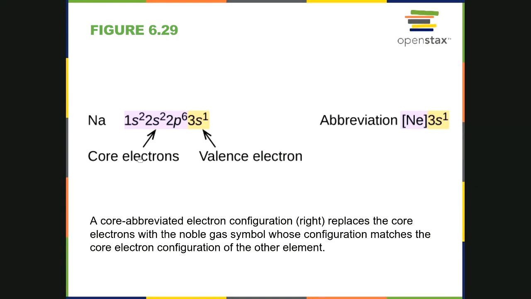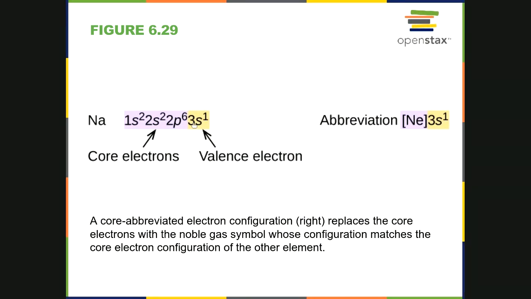So here's sodium. And here's its electron configuration: 1s2, 2s2, 2p6, and 3s1. Now we have electrons in these lower energy levels. We have two electrons in this first shell, eight electrons in the second shell, and this electron in the outermost shell is the valence electron. It's in that third principal energy level.